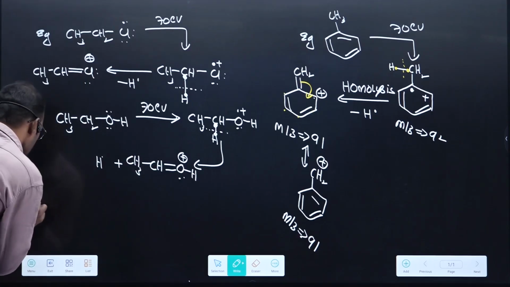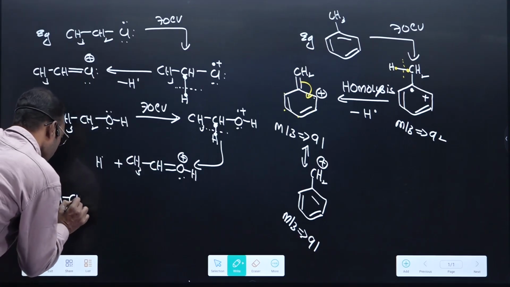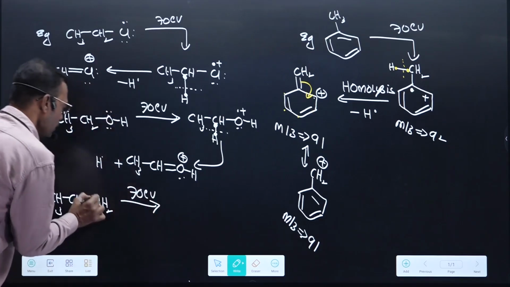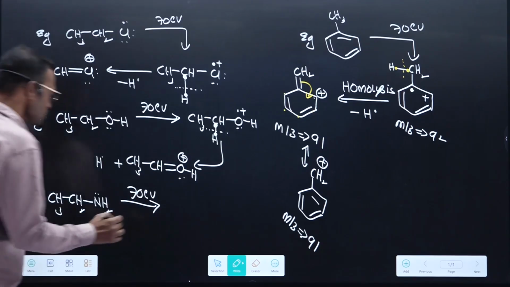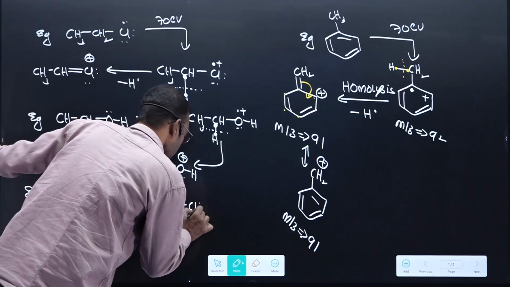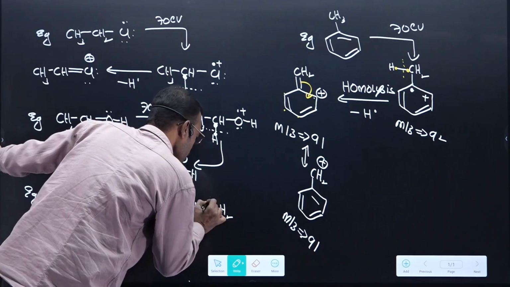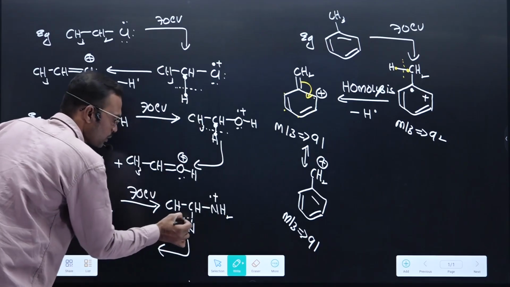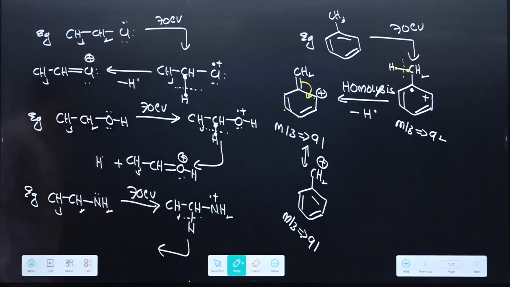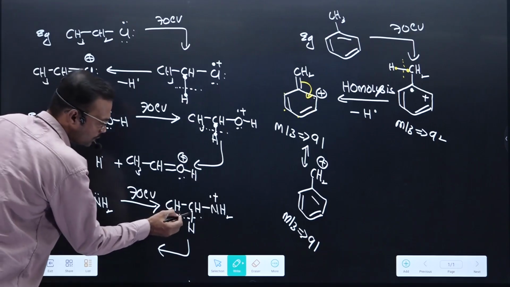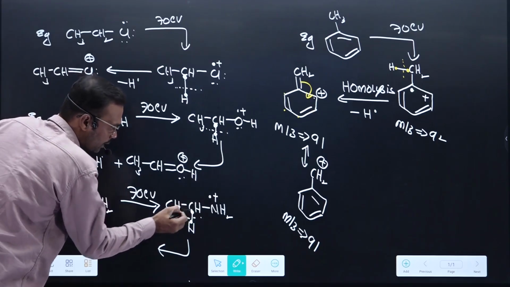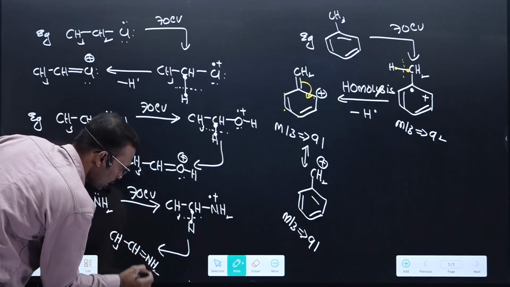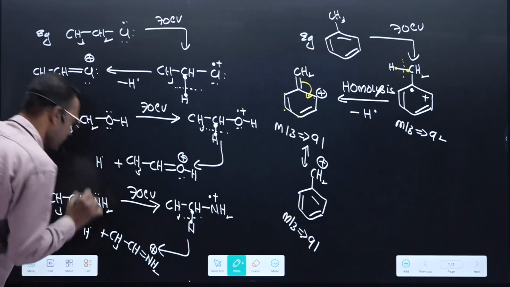So will you apply this? Similar for any amine. This is amine. 70 electron volt. Where should I remove the electron? From nitrogen or not? If I remove electron from nitrogen, you will get NH2 and this is radical cation. Right? Here carbon-nitrogen bond is there. If I break this one, will you get the same answer? Right or not? This radical combines together and forms a double bond. CH3, carbon-nitrogen double bond, NH2 and this is plus, there is a loss of hydrogen radical.